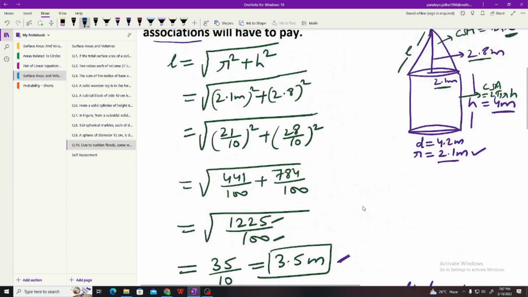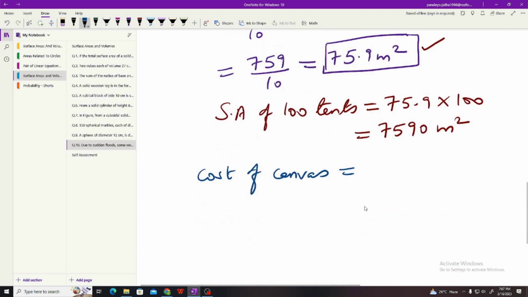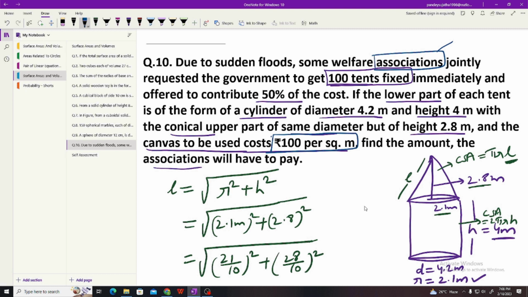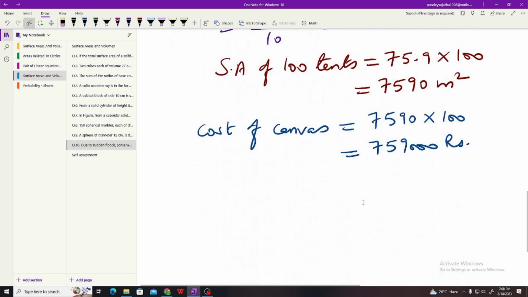Here the cost is given as 100 per square meter. So the cost of canvas used to make 100 tents will be equal to 7590 into 100 per square meter. So we get 759,000 rupees. Now we need to find how much amount is paid by the association to the government. It is given here that 50% of the cost is being paid by the associations. So let's find the cost paid by the associations.